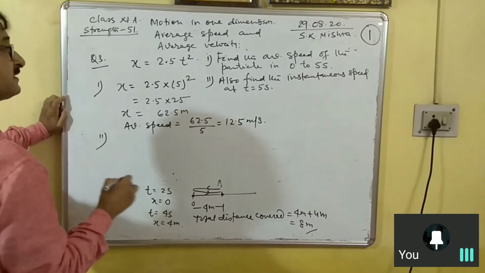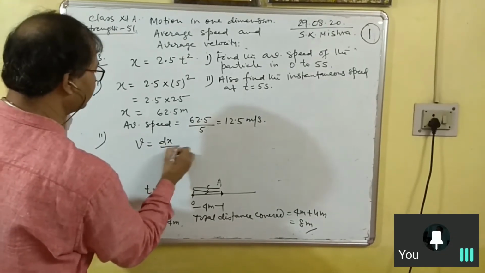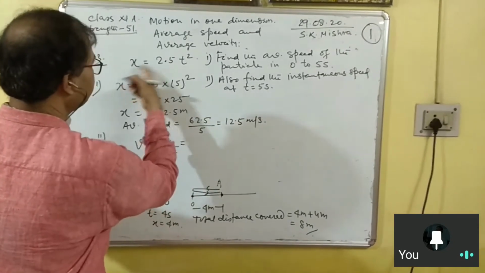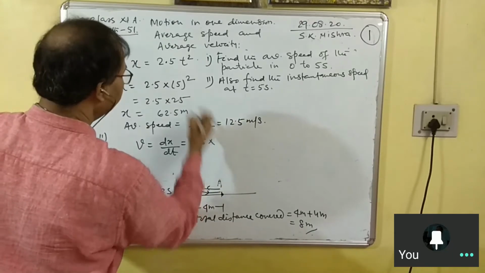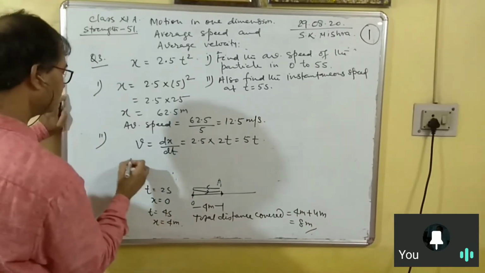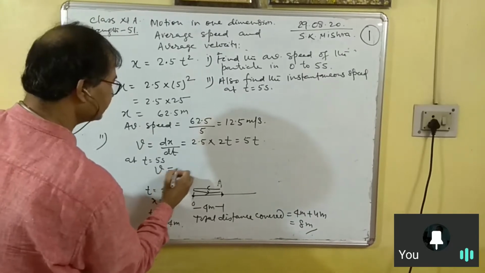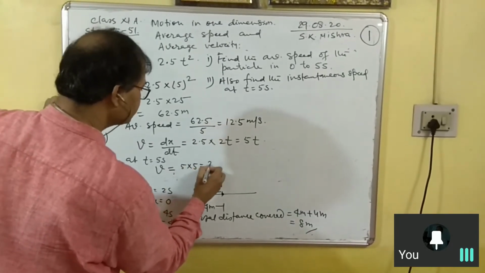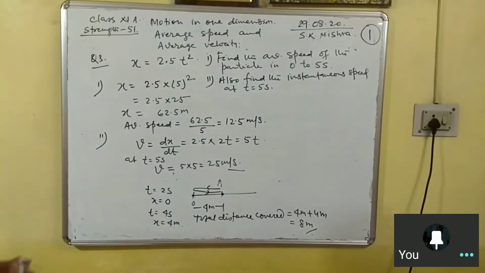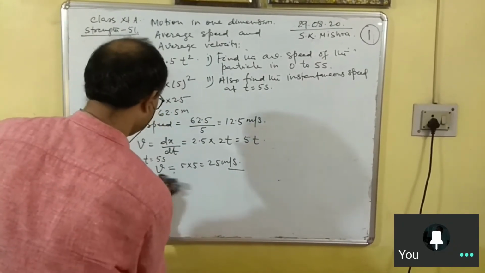Now the second bit is to find the instantaneous speed. Instantaneous speed means dx by dt, so you have to differentiate it. So d by dt of x gives you 2.5 into the differentiation of t square, which is 2t. This is 5t. Now put t is equal to 5 seconds. So the instantaneous speed v is equal to 5 into 5, that is 25 meter per second is the answer. Written?